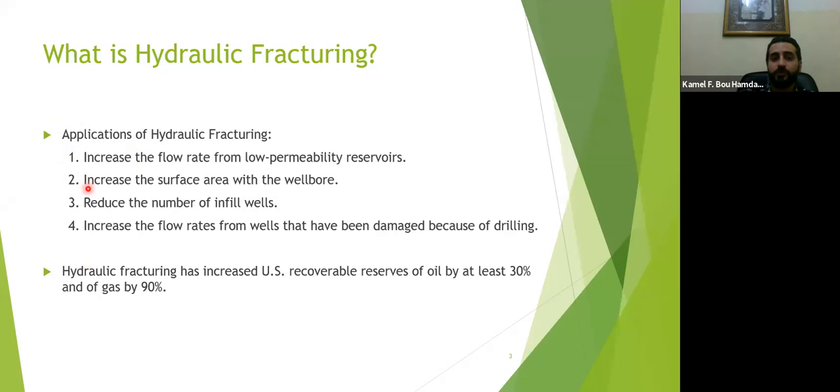We can also reduce the number of infill wells. By reducing the number of wells in a certain zone, we are gaining more profits, or our capex and opex are reducing a lot. It's also used to increase the flow rates from wells that have suffered some kind of damage, could be skin damage or anything from drilling. This method, hydraulic fracturing, was shown to be very successful in the US, where we have at least 30% more recoverable reserves of oil and around 90% recovered of gas.